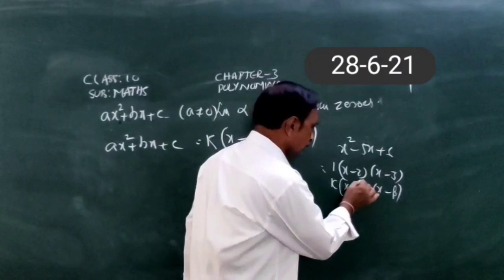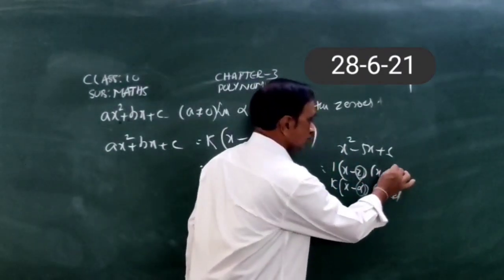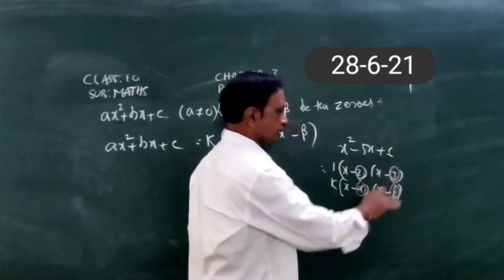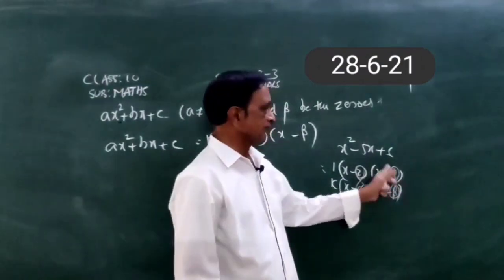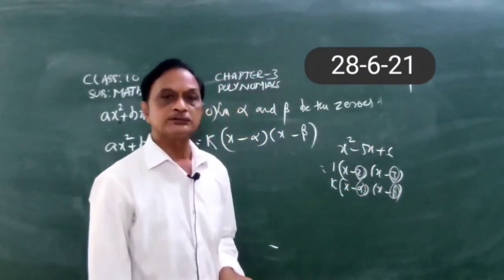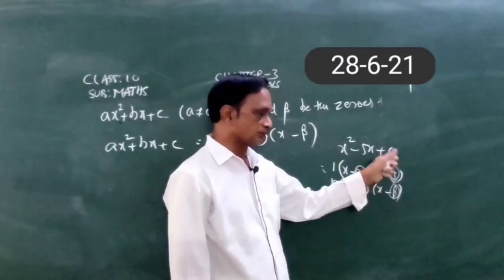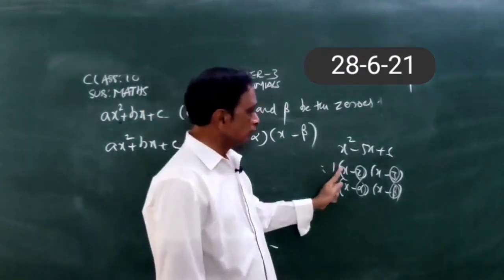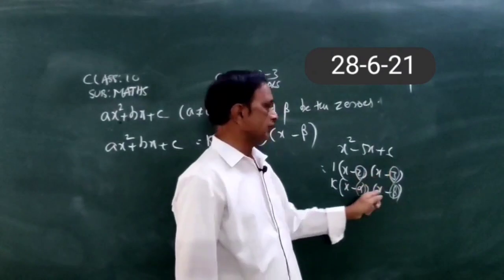What is this alpha? Real value of alpha, 2. What is the value of beta? 3. Minus 3 equal to minus beta, so beta equal to 3. So here alpha equal to 2 and beta equal to 3. And you know that 2 and 3 are the zeros. So we have expressed this x squared minus 5x plus 6, which is a quadratic polynomial, in the form of k into x minus alpha into x minus beta, where alpha and beta are the zeros.